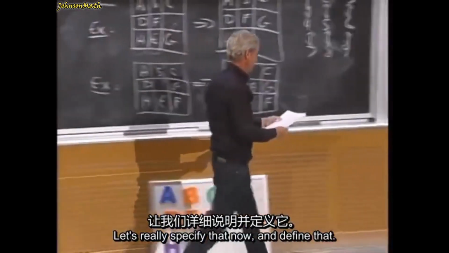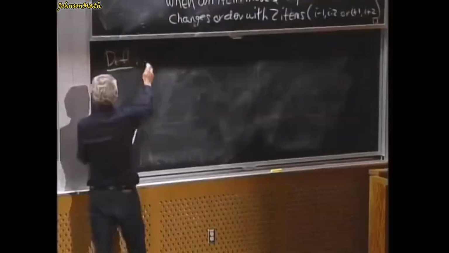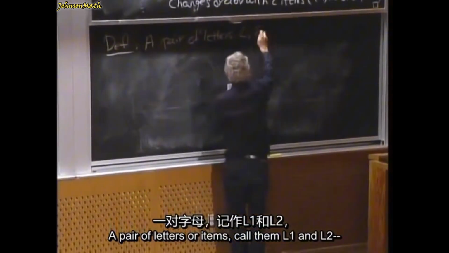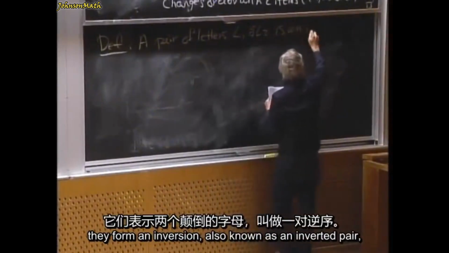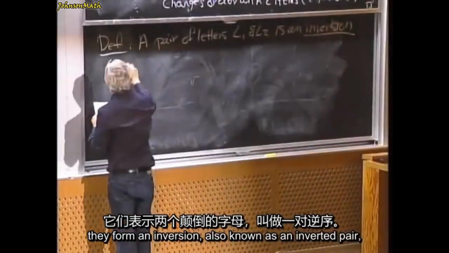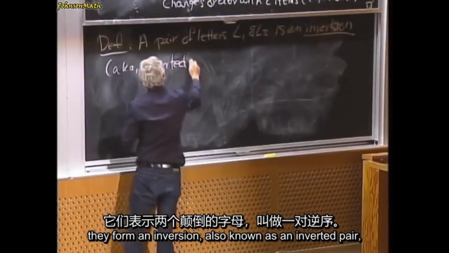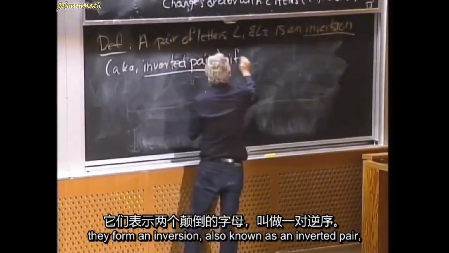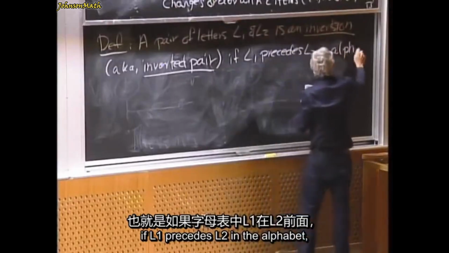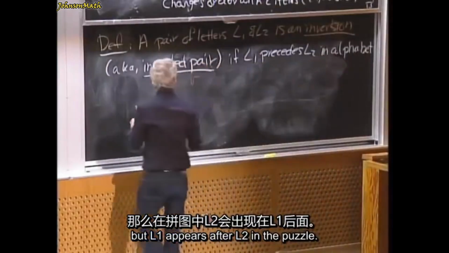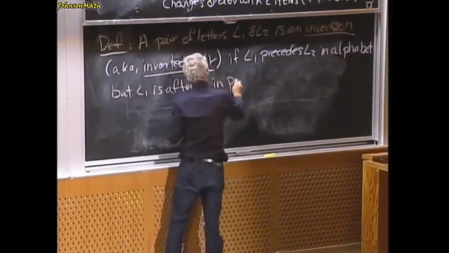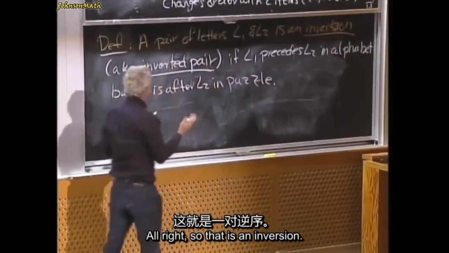Let's really specify that now and define that. A pair of letters or items, call them L1 and L2, they form an inversion, also known as an inverted pair, if L1 precedes L2 in the alphabet, but L1 appears after L2 in the puzzle. All right, so that is an inversion.